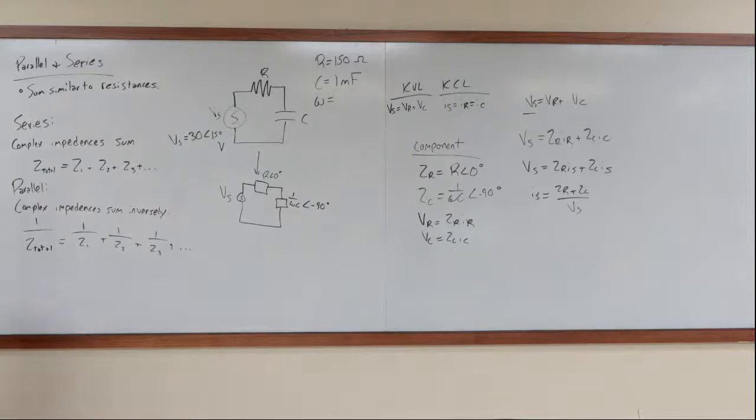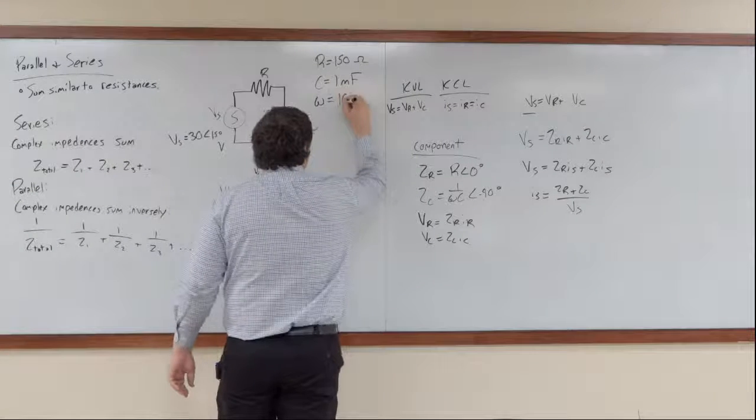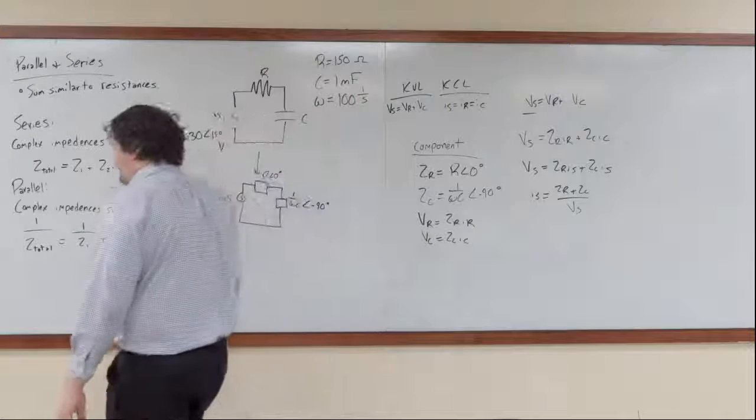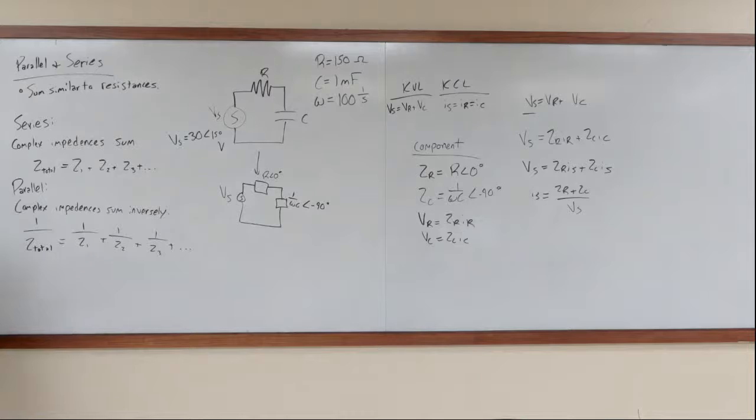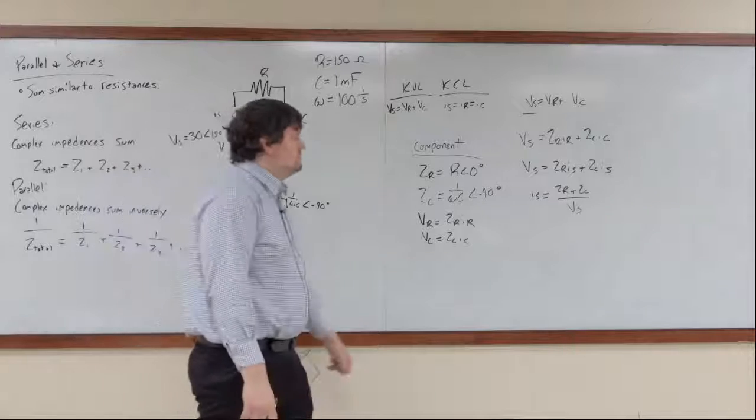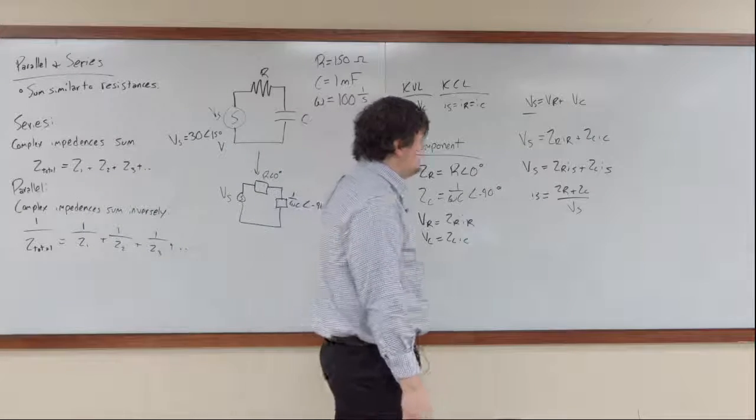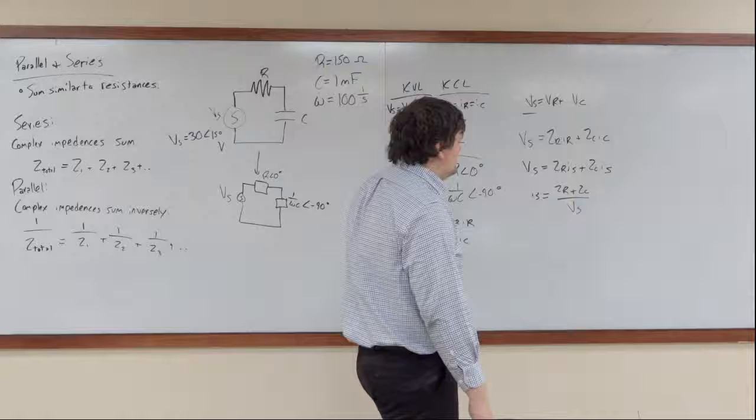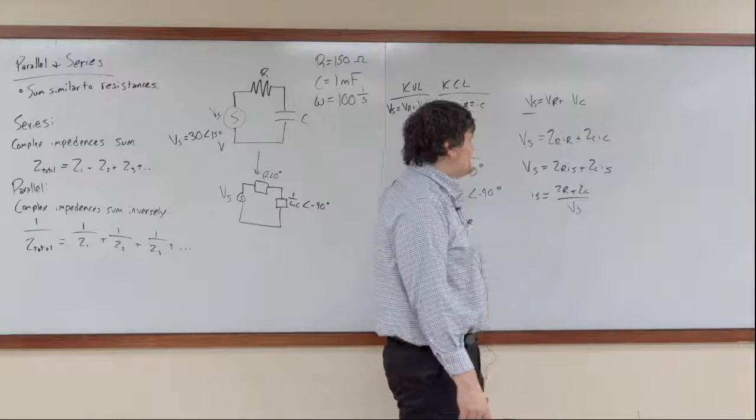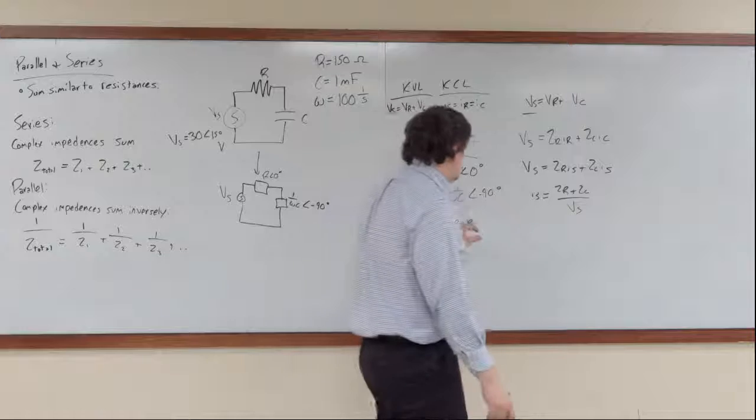Oh, I didn't write omega. We'll say omega is 100 times 1 over s. Well, it's a 1 over second unit. The angular frequency. Okay, so here we end up with this. All right, that's nice. Let's go ahead and write out what ZR and ZC are.